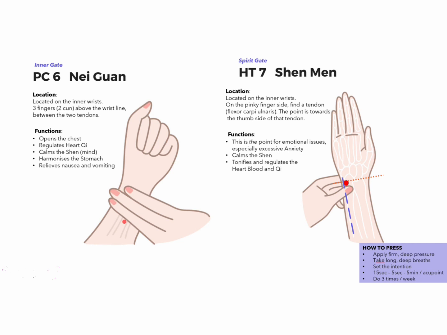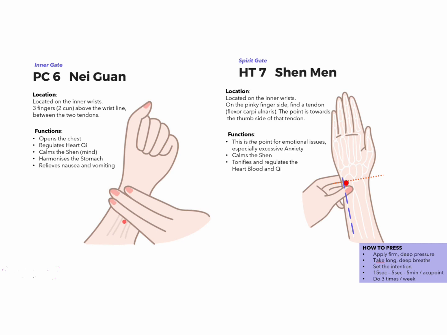For the fire element, pericardium 6, Nei Guan, and heart 7, Shen Men, are commonly used acupoints. PC stands for pericardium, which refers to the sac that surrounds the heart, and it is closely related to the heart functions. When pressing the points, remember to apply firm and deep pressure.